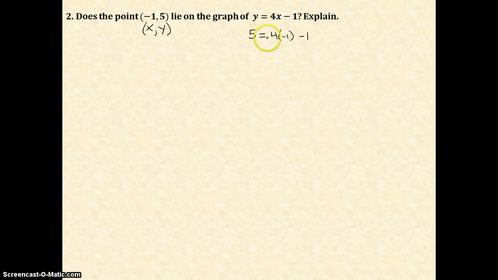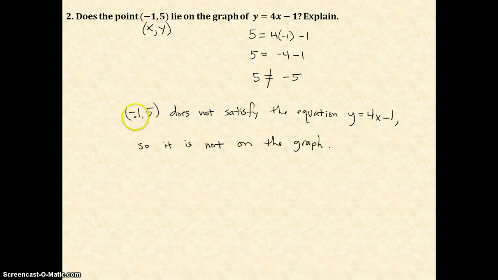So 5 equals, so 4 times negative 1 is negative 4. And then negative 4 minus 1 is negative 5. And we see that these are not equal. So this point does not satisfy the equation. So since negative 1, 5 does not satisfy the equation, it is not on the graph.